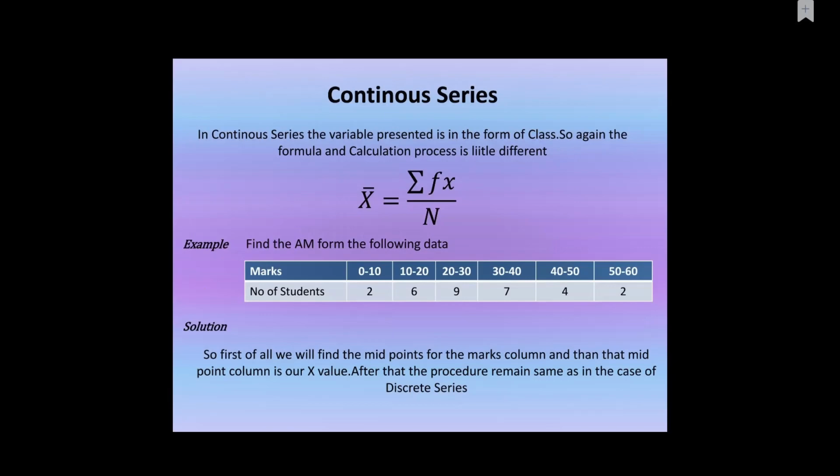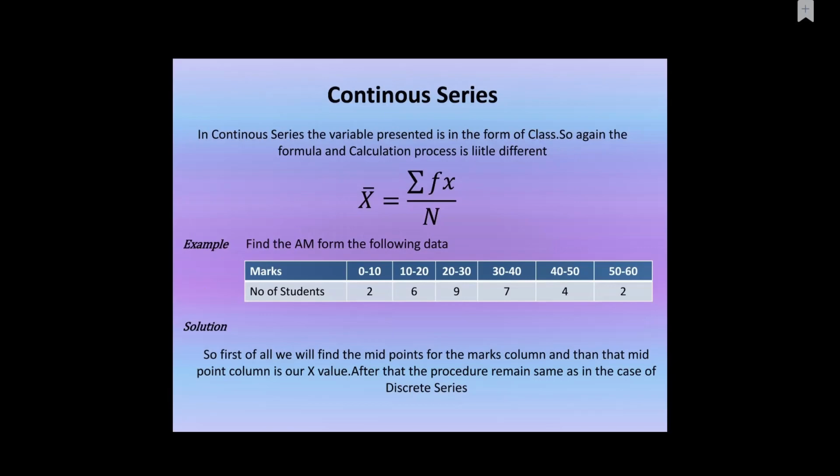First, we have to find x. x is the midpoint of the class interval. You see, the first class is 0 to 10. The midpoint we can find by simply adding the upper limit and lower limit. The upper limit is 10 and the lower limit is 0. Just add the 2 numbers and divide by 2, that is 0 plus 10 by 2, that is 5, the midpoint. Then the midpoint of 10 to 20 is 10 plus 20 by 2, that is 15. In that way we can find the midpoints.